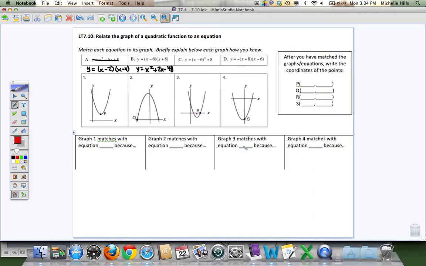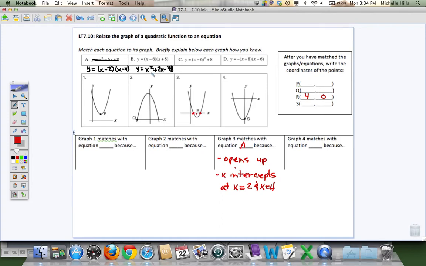So 3 has to be A, and my reason is: opens up, x-intercepts at x equals 2 and x equals 4. And they want this point. Well, if it crosses at 2 and 4, that's got to be 4. So that would be the ordered pair where x is 4 and y is 0.